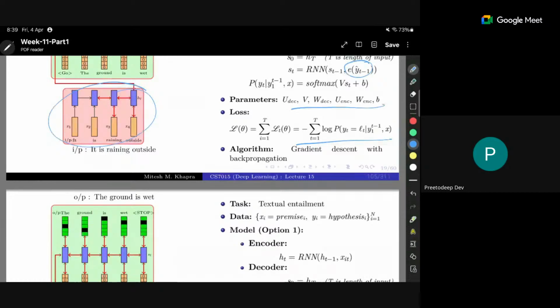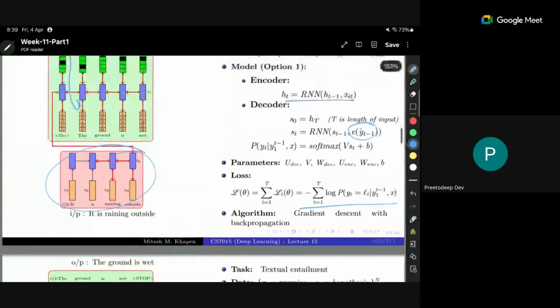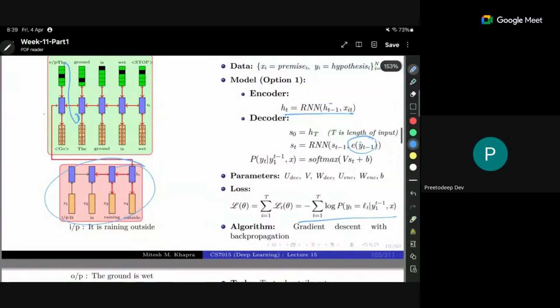There is nothing new here. U decoder, V decoder, W decoder, and that's what we are calling them. Currently it's an RNN, so UVW is fine. Yeah, so I guess they forgot B encoder here. B decoder. Okay.